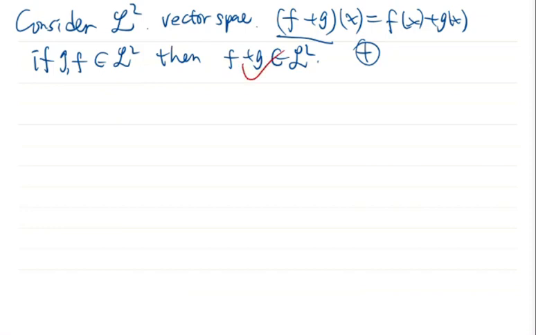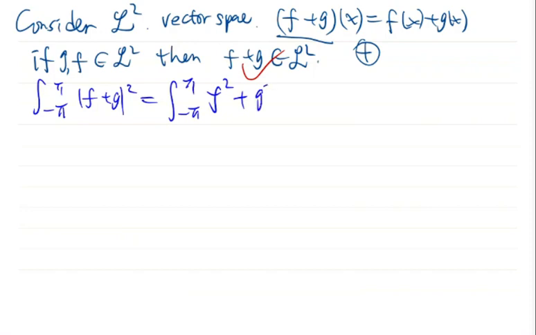Why is this true? It is simple. The integral from minus pi to pi of (f plus g) squared is the integral of f squared plus g squared plus 2fg. Then this is bounded by f squared plus g squared.